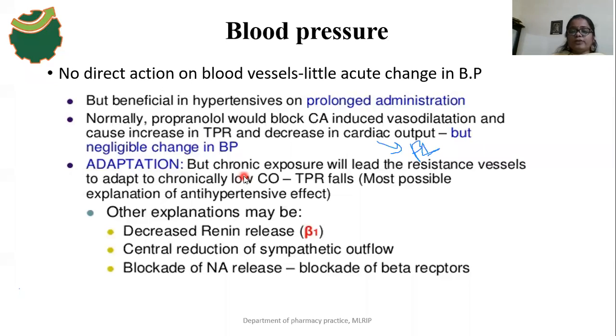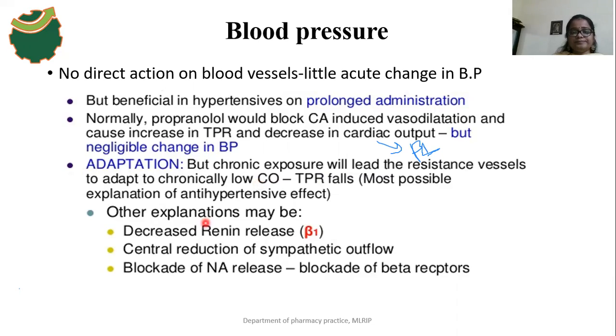So after chronic exposure, meaning after prolonged administration of propranolol, it decreases the total peripheral resistance. Initially it can show vasodilation only: it blocks the beta 2 receptor-mediated vasodilation, so it increases the total peripheral resistance. But after chronic use, it decreases the total peripheral resistance, BP falls, and the cardiac output also decreases after prolonged administration of this drug.